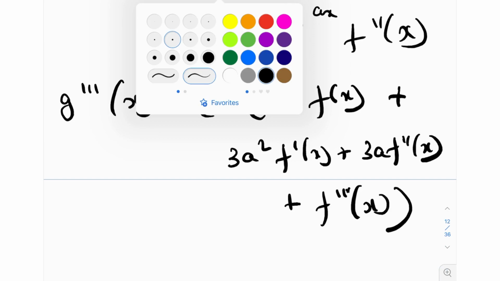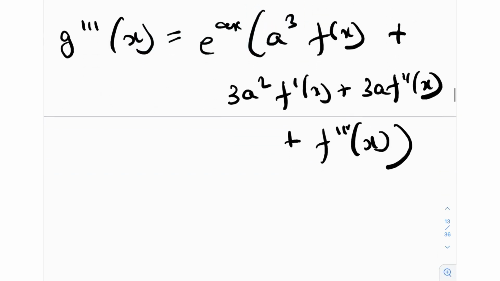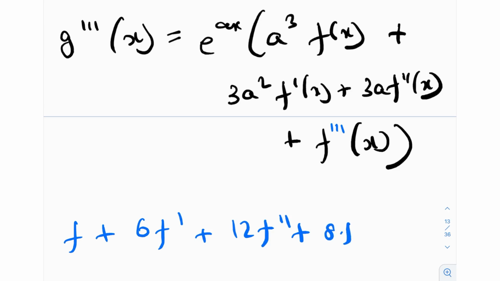Okay, great. Now what do we need next? So we have this f triple prime x on the right hand side, right? And this is what I was referring to before. There is going to be some term of the third derivative of f on the right hand side. Now what do we need in the question? We need something of the form f plus 6f prime plus 12f double prime plus 8f triple prime, right? This is what we need. We need to prove that this will have at least 2 distinct real roots.